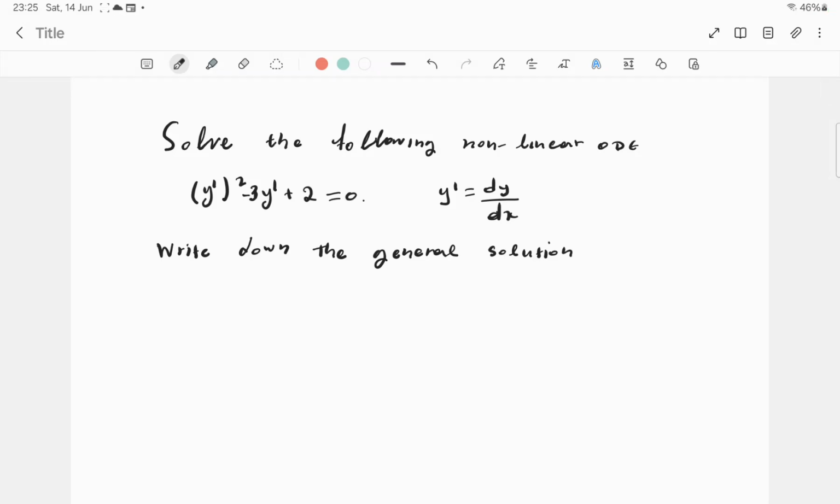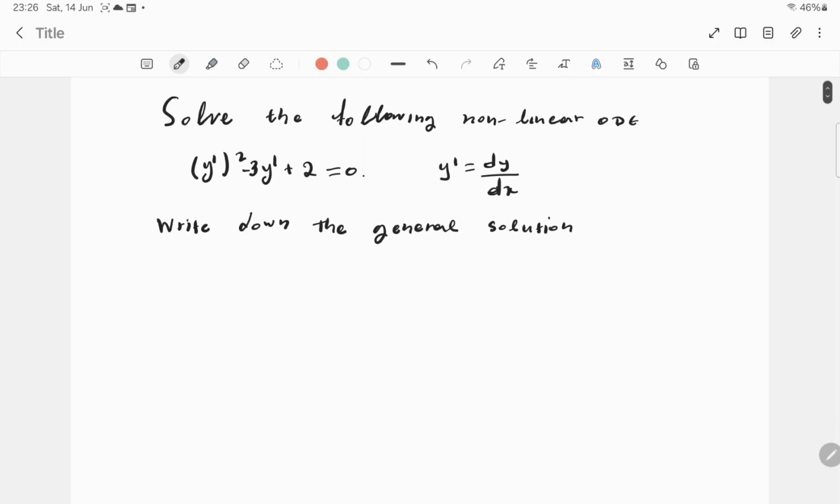Okay, we have the following non-linear ordinary differential equation: y prime squared minus 3y prime plus 2 is equal to 0, and y prime is the derivative of the function y with respect to x. That's a non-linear ordinary differential equation because you have y prime not to the first power, otherwise it would be a linear differential equation, but you have this raised to the second power.